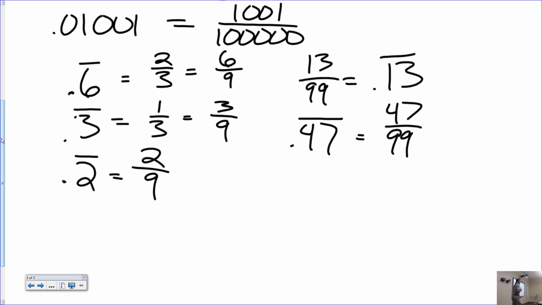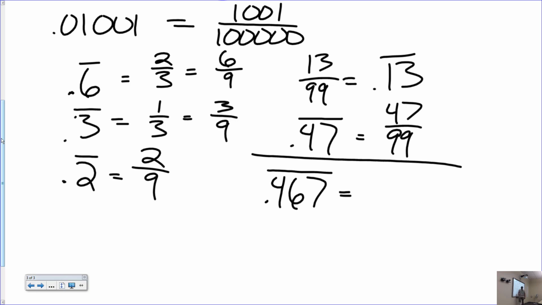Interesting, right? So what am I going to do next? I'm not going to give you any hints at this. What's this? Take the pattern to the next step, folks. What is it? It'd be over 999. Yeah, 467 over 999. Right? That's how it works.